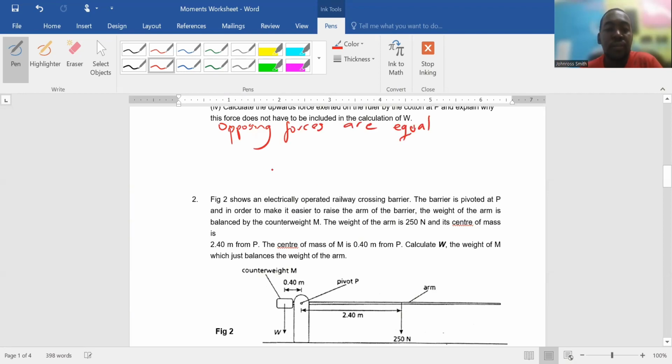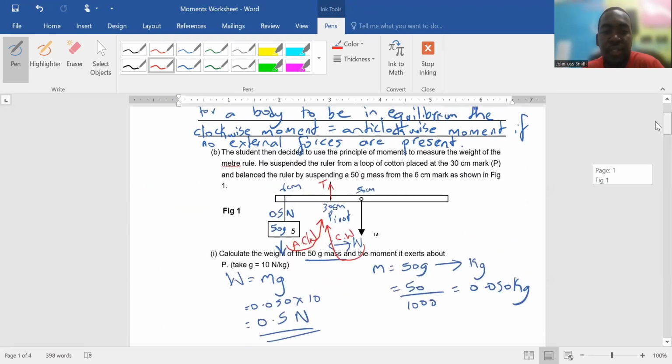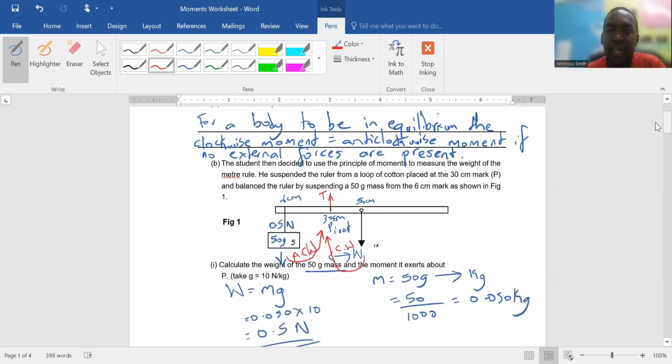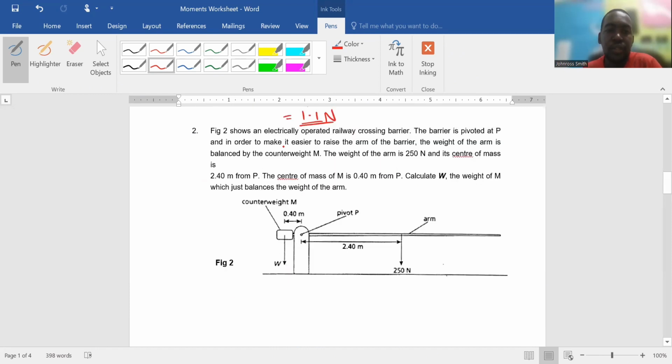And in this case, the opposing forces would be the tension going up, which is the only one going up in this case, would be equal to the 0.5 added force plus the weight of the ruler. And this is 0.5 plus 0.6, which would give us 1.1 newtons. So there's a 1.1 Newton force acting as a tension force in the string to maintain a balancing effect as well. Now let's go to question 2.